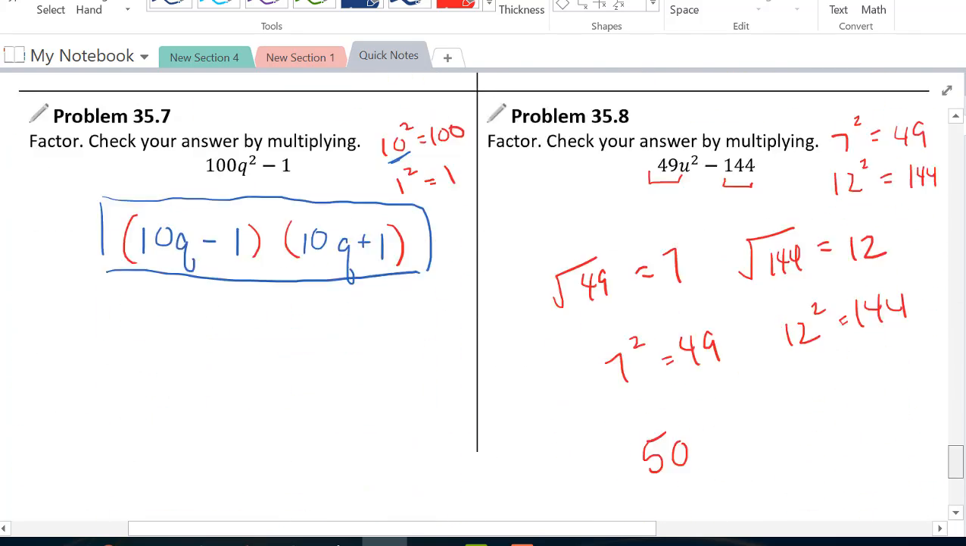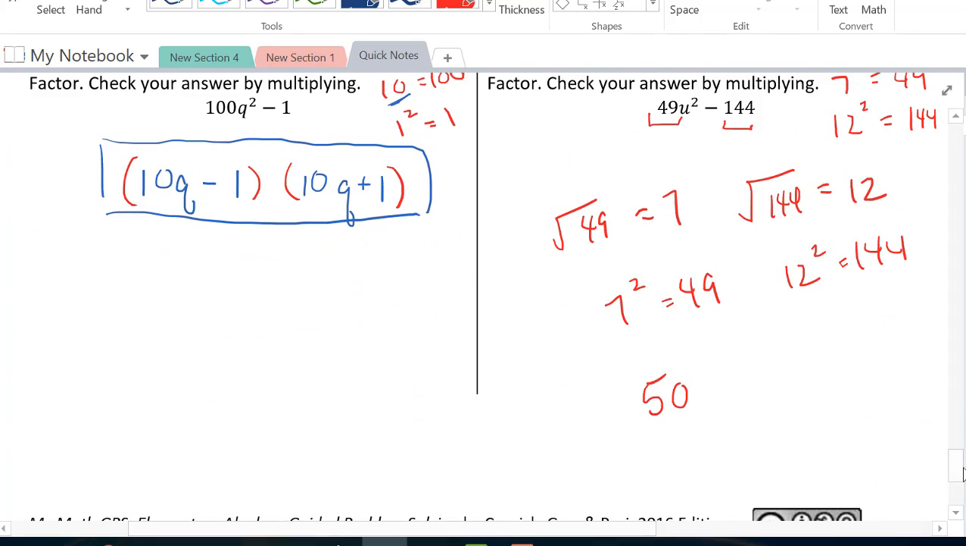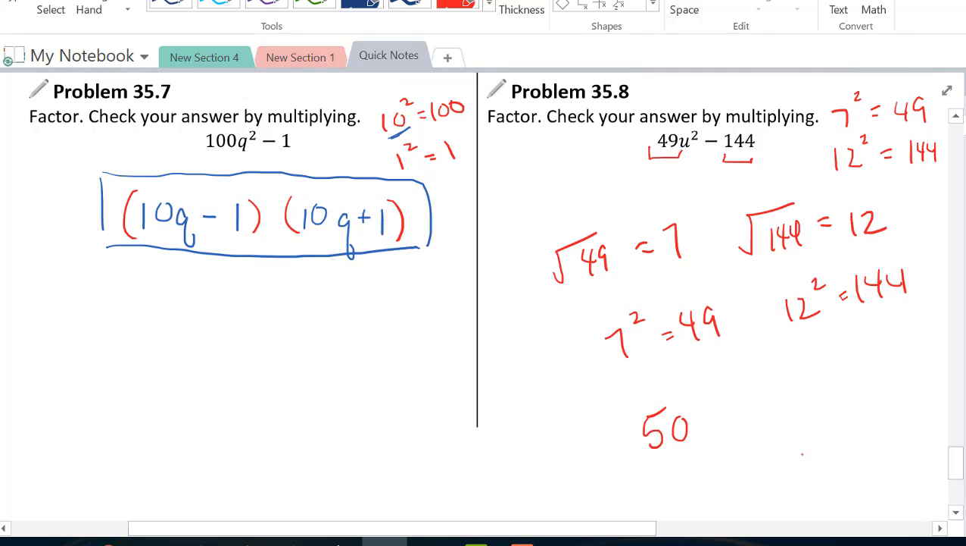If you weren't sure about that, all you have to do is use your calculator and do the square root of 50, and you're going to get some kind of decimal. You'll get like 7 point something, so that tells you that 50 is not a perfect square. If it's a perfect square, you would get a whole number as an answer when you use the calculator. Okay? All right, so anyways, back to our problem.